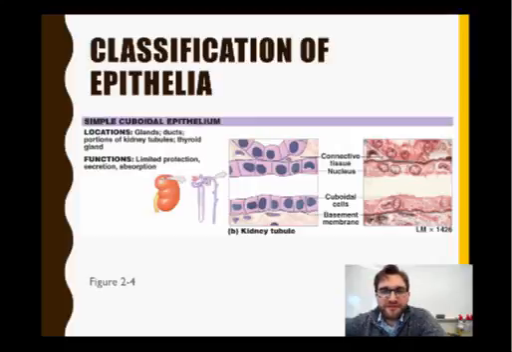Cuboidal epithelial cells can be found in glands and ducts, including portions of the kidney tubules and the thyroid gland. They have limited protection functions. They are responsible for secretion, and they are also responsible for absorption.